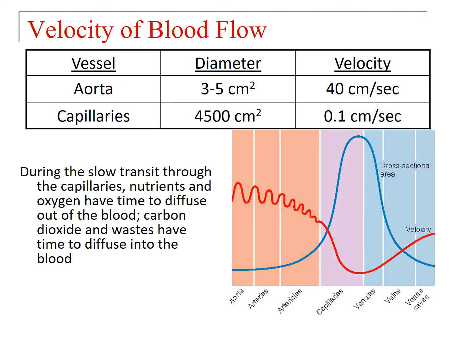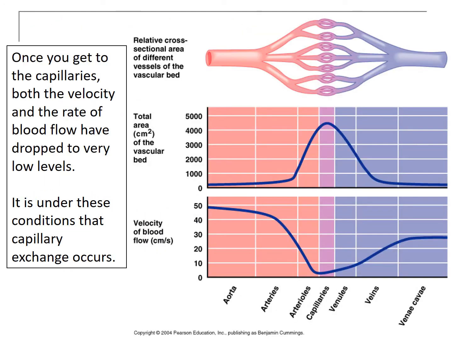Now, this slowdown in velocity, as we'll see a little later in this chapter, is not a bug, it's a feature. The reason why velocity being slow in the capillaries is a good thing is because this gives nutrients and oxygen time to diffuse out of the blood while the blood is still in the capillaries. Likewise, CO2 and waste products have time to diffuse into the bloodstream from the cells that the capillaries are contacting.